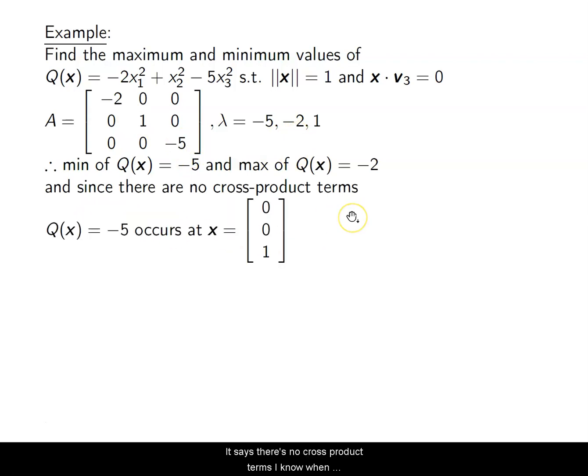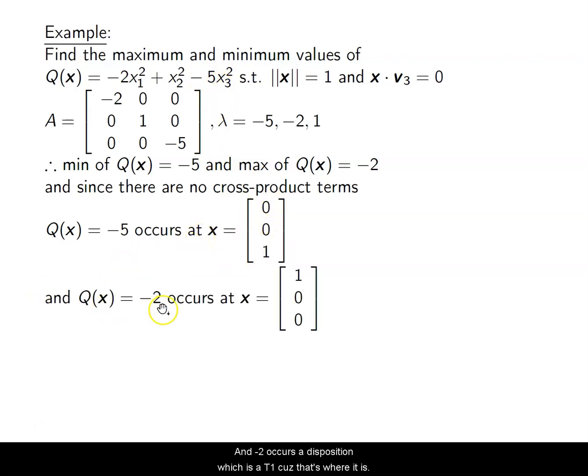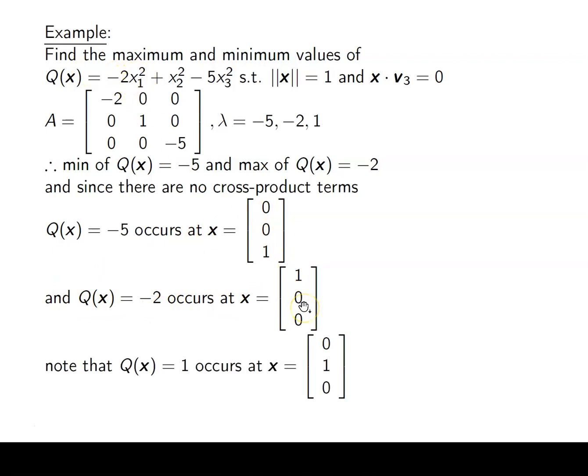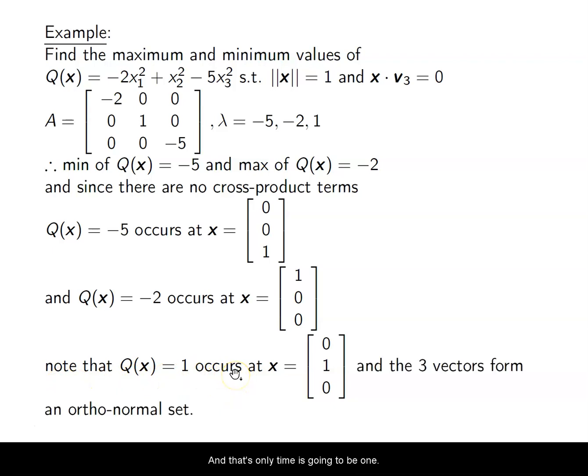And since there's no cross product terms, I know where they occur, right? -5 here is going to occur at its position, which is e3, apologies, right? And -2 occurs at its position, which is at e1, because that's where it is, right? And so my third eigenvector is e2, right? Because these are the eigenvectors. And that's the only time it's going to be 1, right?